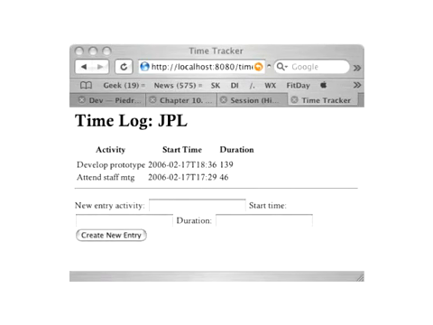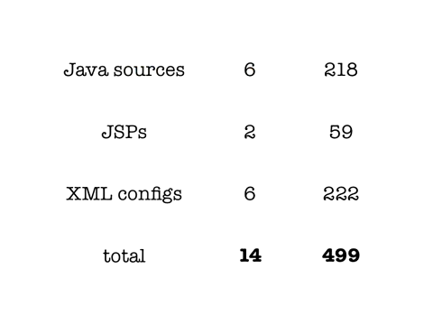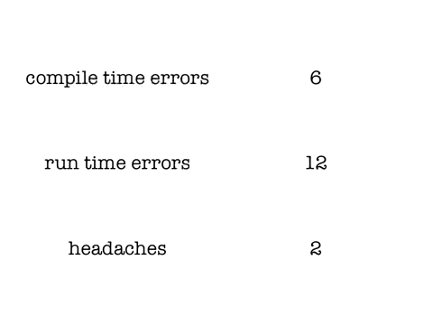So this is what the time tracker looks like. Here I've got one time log with a couple activities and space to enter a new activity. Here's the tally so far. That's 6 Java source files, 2 JSPs, 6 XML configuration files, about 500 lines of code. While developing this, I had 6 compile time errors, 12 runtime errors, and 2 headaches.